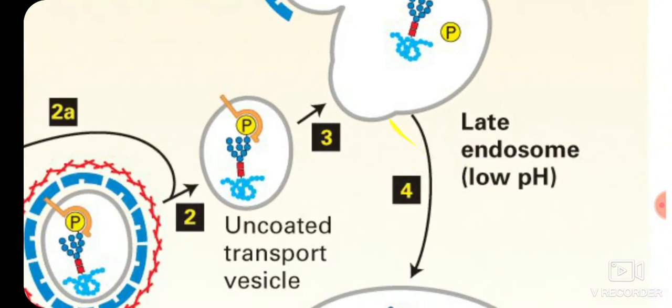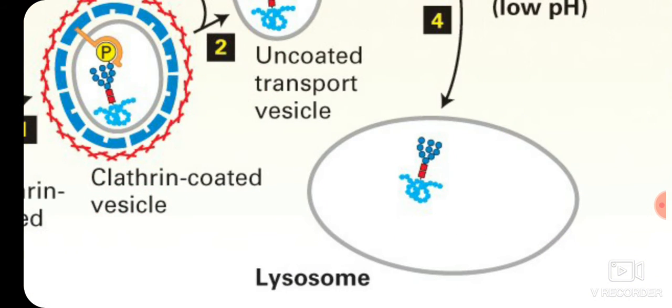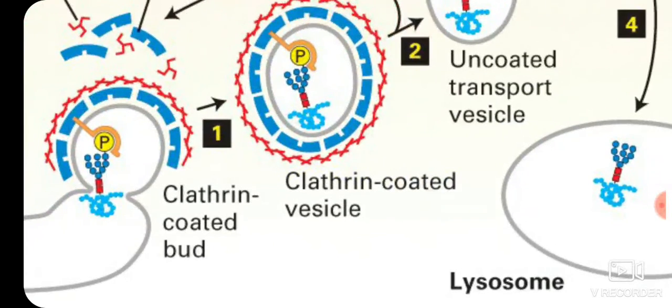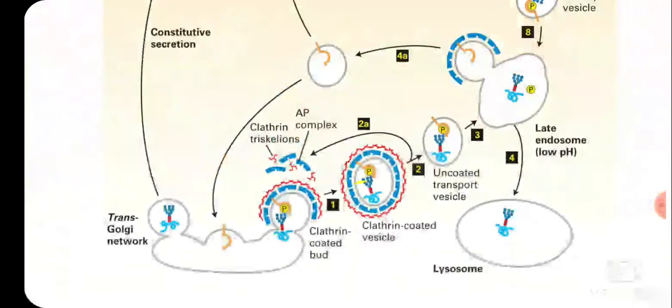So now this late endosome which is going to get formed is going to fuse with the lysosome, and thereby it's going to make sure the protein gets mobilized into the lysosome. So this is one particular intracellular pathway through which the lysosomal protein is going to get transported into the lysosome through the formation of vesicles with the help of the mannose 6 phosphate receptor.